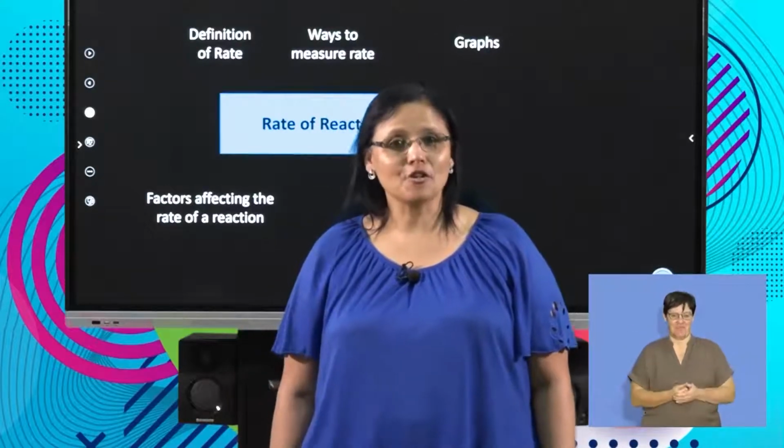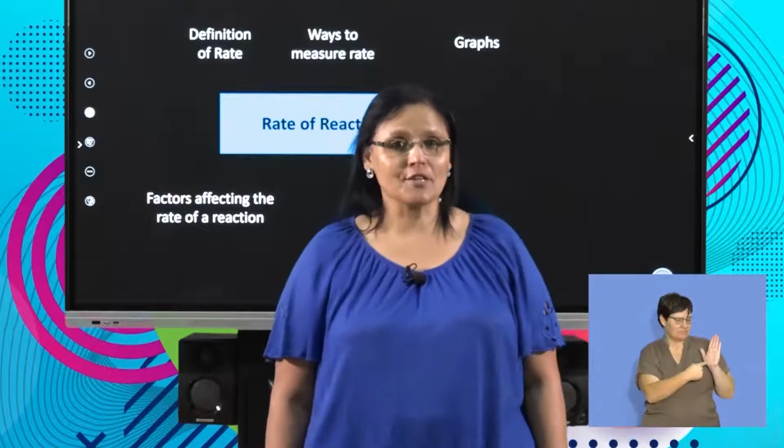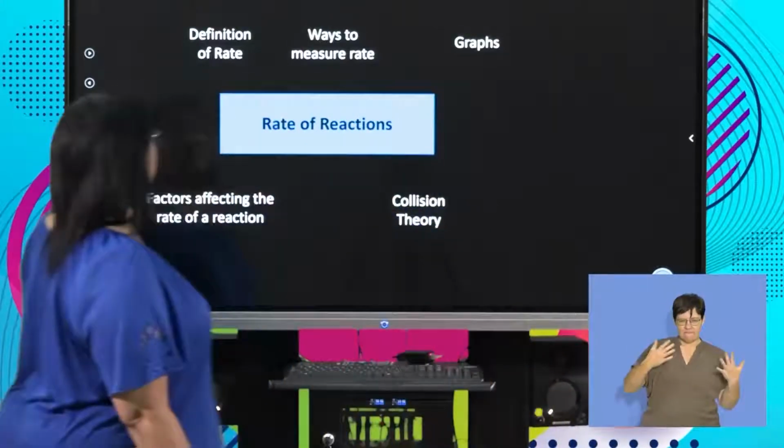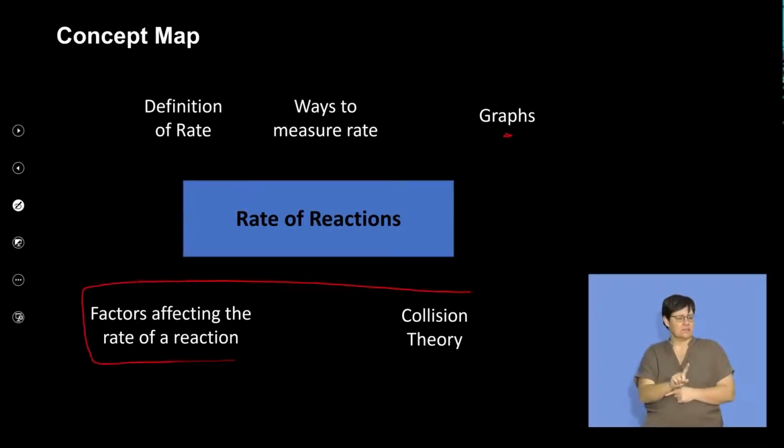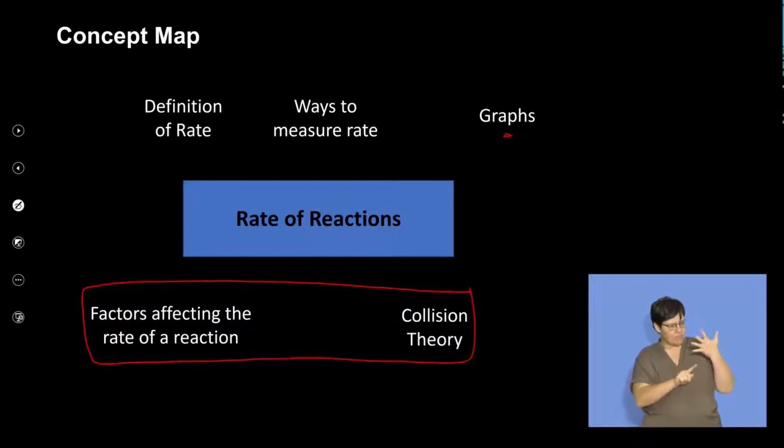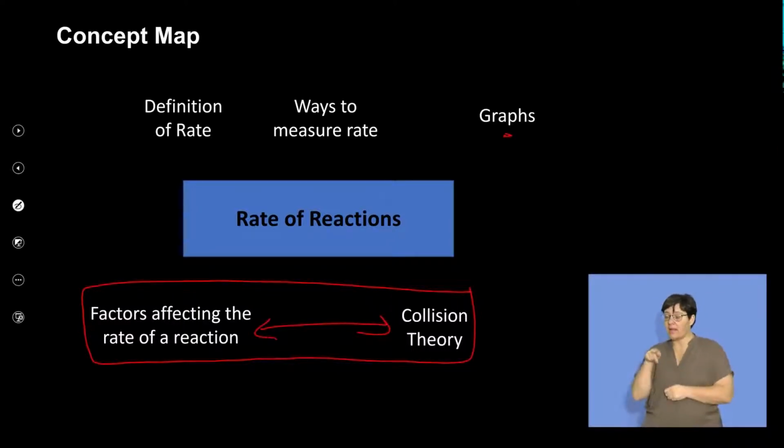We're getting back to the concept map, back to rates of reaction. In the previous sessions, we looked at the definition and the factors on a macroscopic view. We looked at the ways to measure rate. We also looked at graphs. And now I would like to look at the factors, but now I will link the factors to the collision theory on a microscopic view.